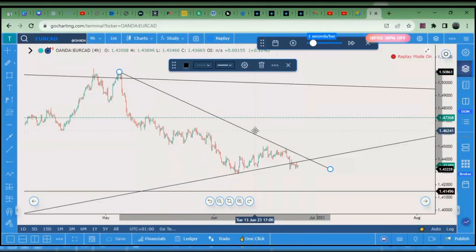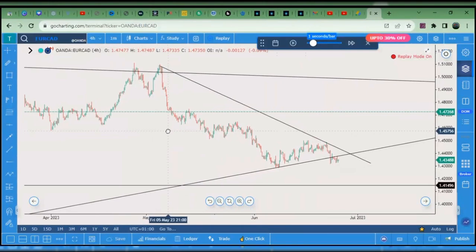You understand? So what am I trying to tell you? That on the daily time frame, it has shown us a strong bullish move, telling us the market is currently in a bullish move.